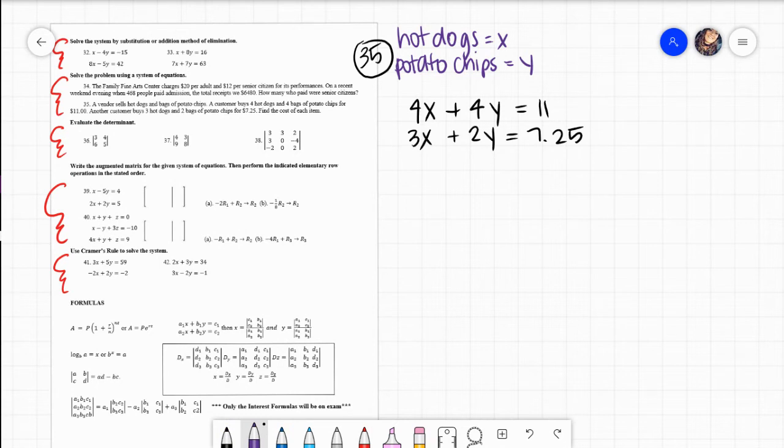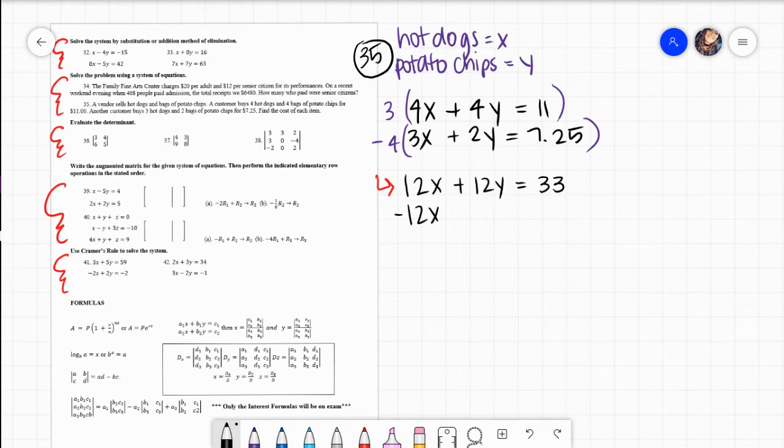So I'm going to multiply my top equation by 3, and I'm going to multiply my bottom equation by a negative 4. Let me show what I get. These are new equations right here. If you distribute that 3 in, you're going to get 12x plus 12y equals 33. Then if you distribute that negative 4 in, you're going to get negative 12x, negative 8y, and negative 29.